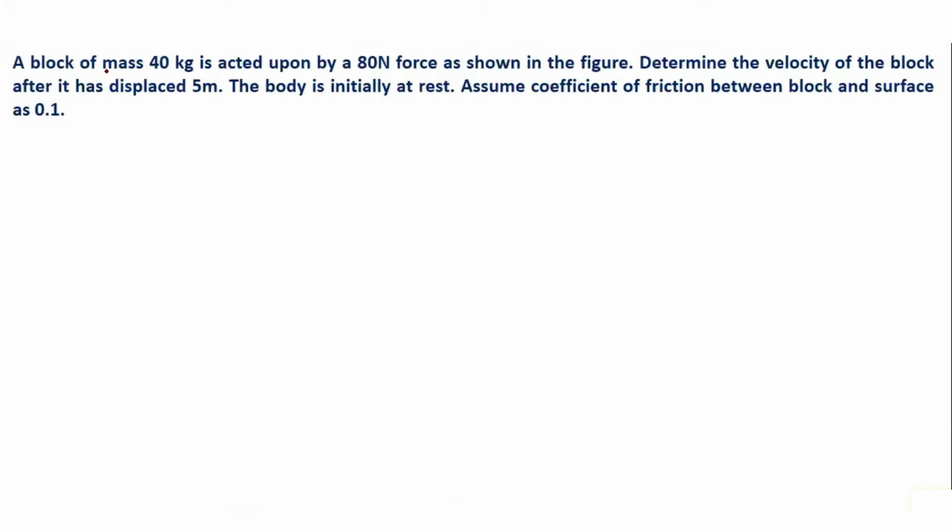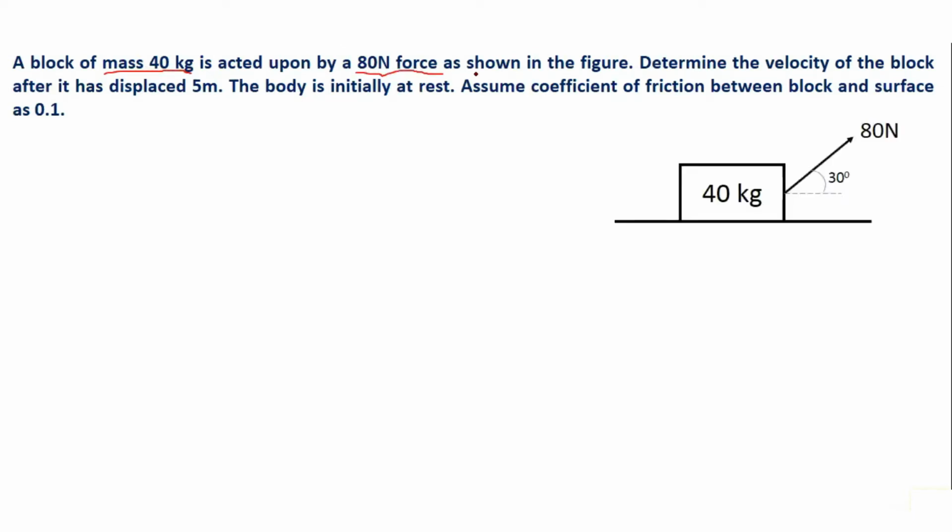a block of mass 40 kg is acted upon by an 80 Newton force as shown in the figure. Determine the velocity of the block after it has displaced 5 meters. The body is initially at rest. Assume the coefficient of friction between block and surface as 0.1. So this is the diagram given in the question, and for this system we need to find out the velocity of the block when it has displaced by 5 meters.